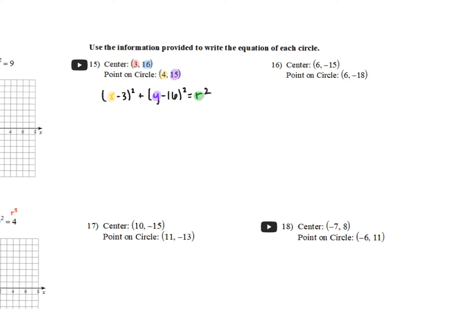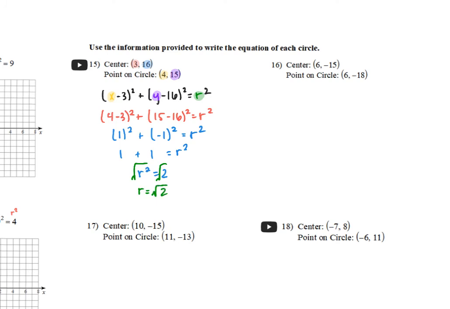Okay, so plugging in 4 and 15, this becomes 4 minus 3 squared plus 15 minus 16 squared equals r squared. Now we simplify. 4 minus 3 is 1, so 1 squared, and 15 minus 16 is -1. 1 squared is 1, -1 squared is 1, so r squared is equal to 2. Now we just take the square root of both sides, so r is equal to the square root of 2.